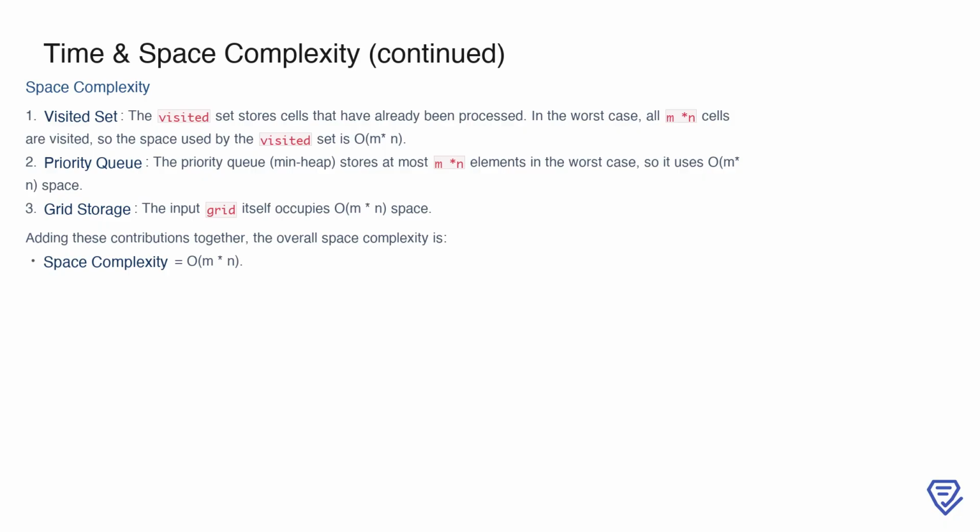Lastly, the input grid itself requires storage space, which is again O(m*n). When we combine these contributions, the overall space complexity is determined to be O(m*n). This space usage is quite efficient, as it grows linearly with the size of the grid.